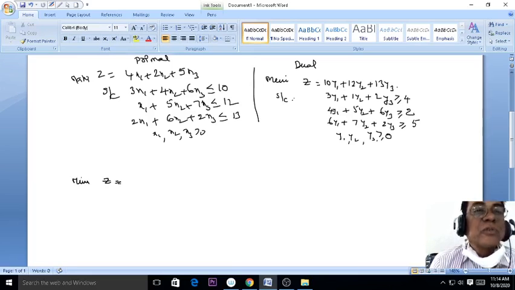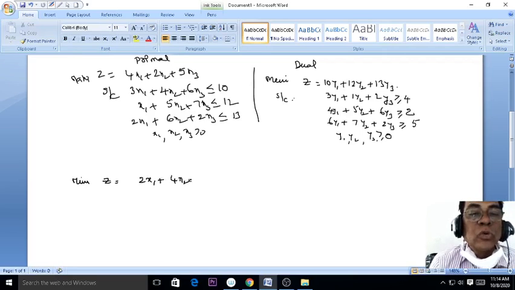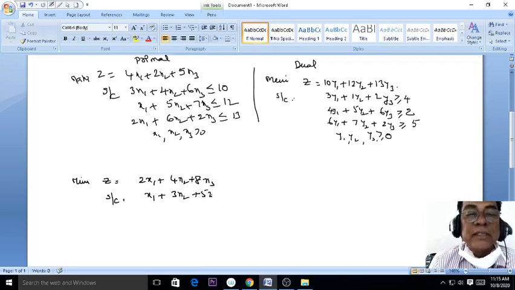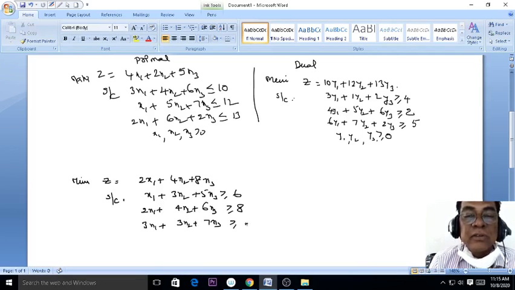Minimize Z equal to 2x1 plus 4x2 plus 8x3. Next, subject to constraints: x1 plus 3x2 plus 5x3. Minimization means always greater than or equal to 6. Next, 2x1 plus 4x2 plus 6x3 greater than or equal to 8. And the next one, 3x1 plus 3x2 plus 7x3 greater than or equal to 9.